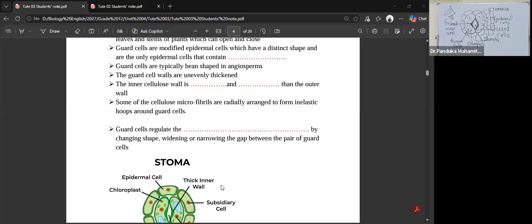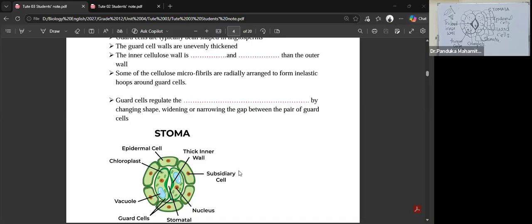So some of the cellulose microfibrils are radially arranged to form the inelastic hoops around the guard cells. Guard cells regulate the diameter of the stomata by changing shape, widening or narrowing the gap between the pair of guard cells.